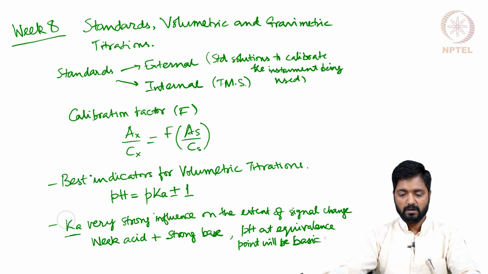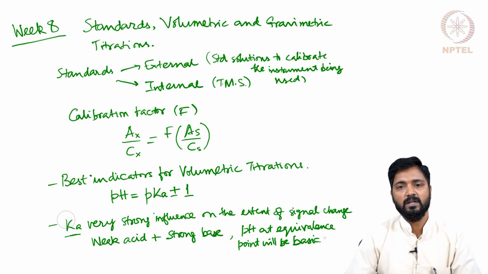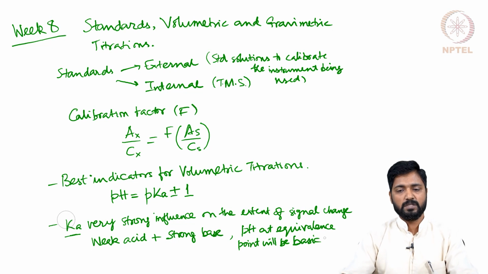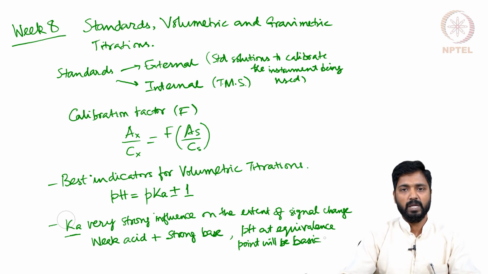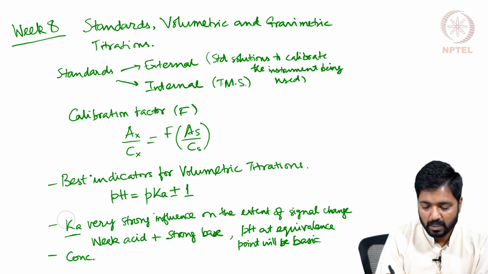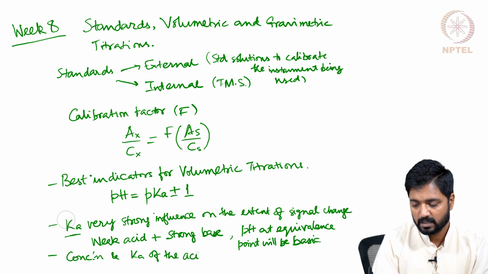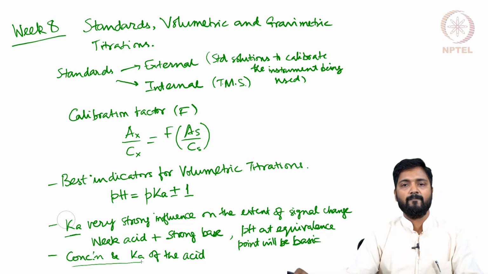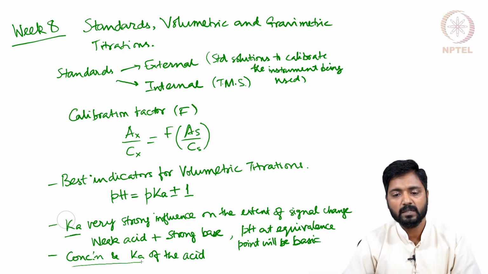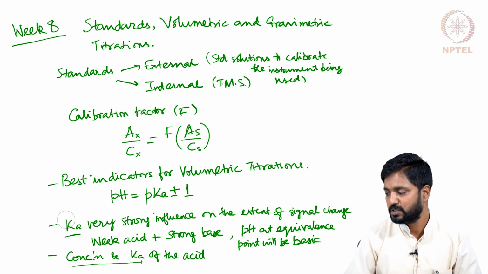If we are actually using a weak base and a strong acid, the vice versa would be true. That means the pH at the equivalence point would be much more acidic. So, these factors need to be kept in mind when we are undertaking titrations, and we have to choose indicators that are best suited for the conditions being employed for the titration. That means both the concentration and the K value of the acid have to be kept in mind. So, these two factors will become very important when we are undertaking titrations.